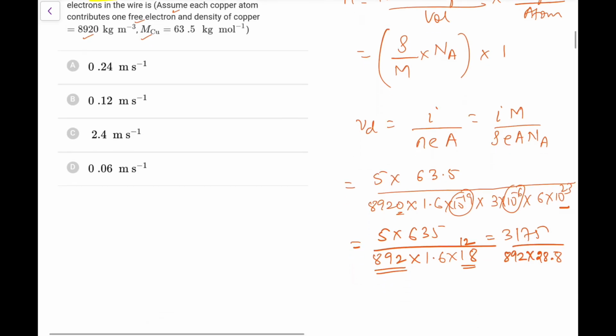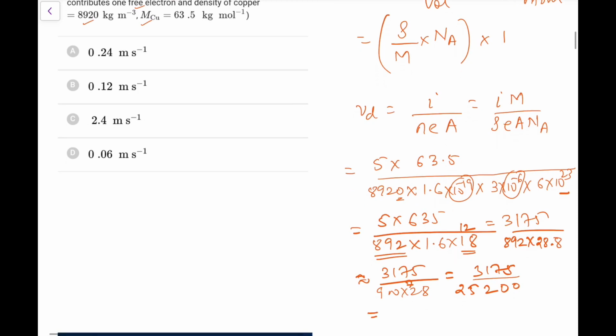So I'll do it with my style, 3175. I roughly take it as 900 into 28 to simplify, because the options are far away. We can do such a calculation approximation. 28 nines: 9 8s are 72, 9 2s are 18 and 7 is 25, so 25200. So now what we are left with is 0.31750 over that, it would be 0.1314 is what I am getting. So I can go for 0.12 meter per second from the calculation.